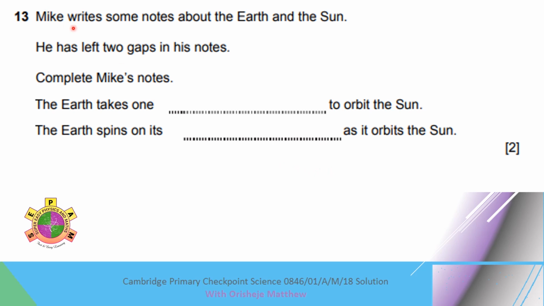Question 13. Mike writes a note about the earth and the sun. You have left 2 gaps. The earth takes 1 year to orbit the sun. The earth spins on its axis as it orbits the sun.